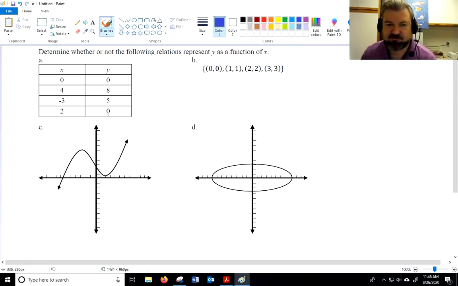All right, for this first one, it looks like each x value is being mapped to one specific y value. And when we have tables of data, or when we have ordered pairs, in general, we can say that if the x's don't repeat, then each x must be mapped to only one y value. So since the x's don't repeat, we're going to say that y is a function of x.